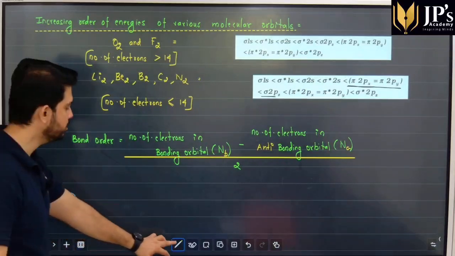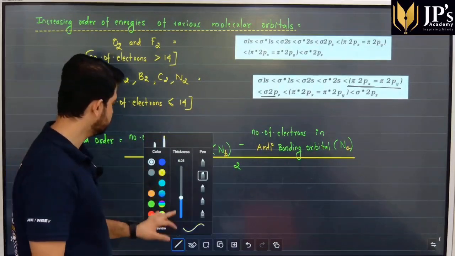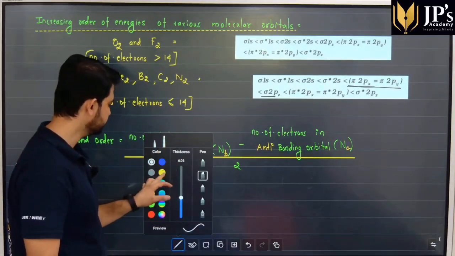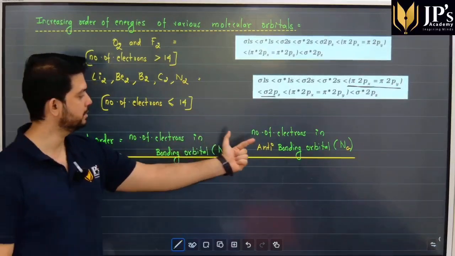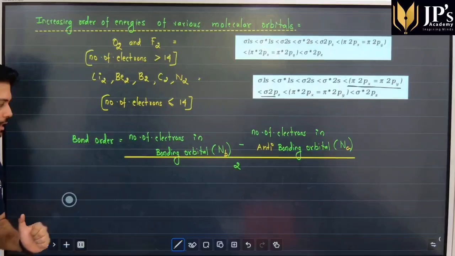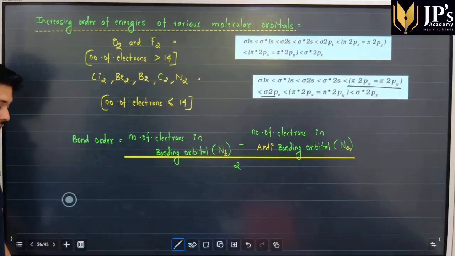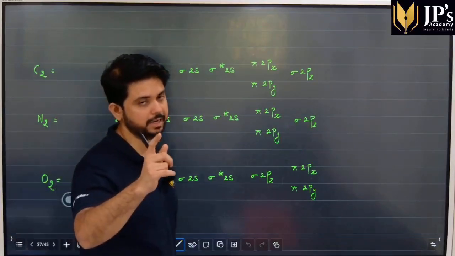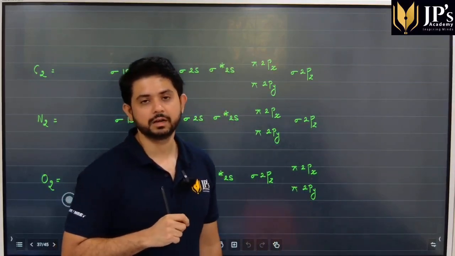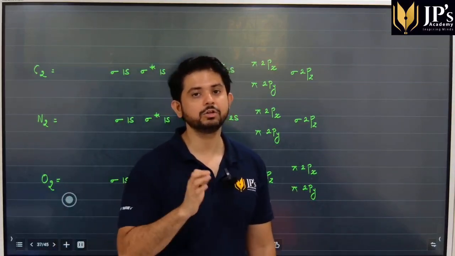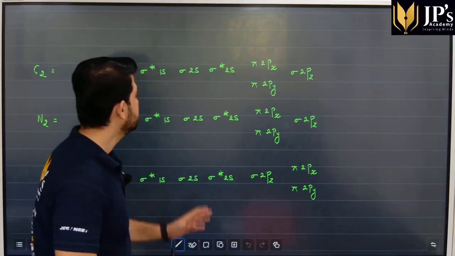Next, we also have something called bond order. Students, bond order is defined as the number of electrons in bonding orbitals minus the number of electrons in anti-bonding orbitals, divided by 2. If there are unpaired electrons, the molecule is paramagnetic. If there are paired electrons or no electrons, it will be a diamagnetic molecule. So let's take an example.